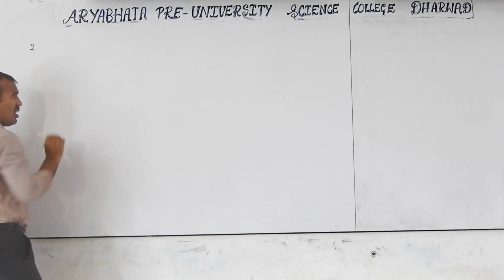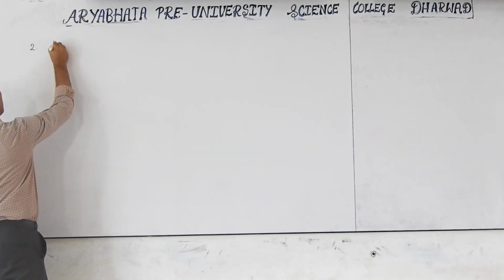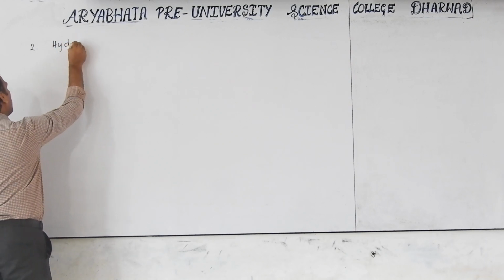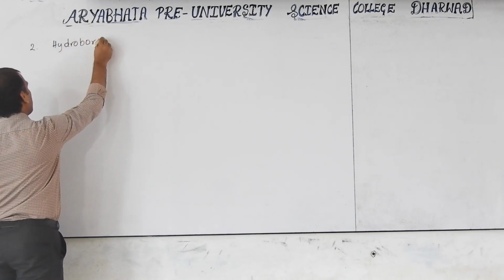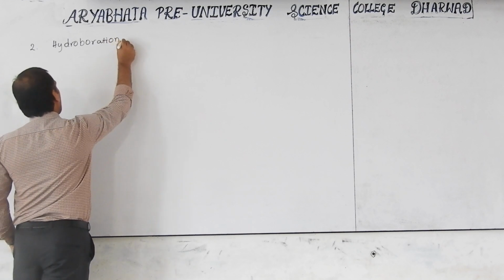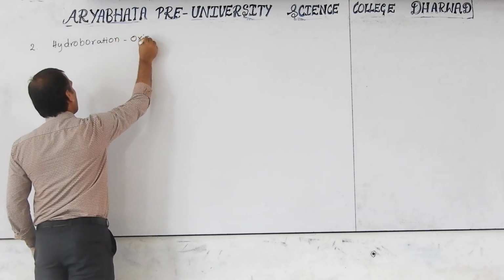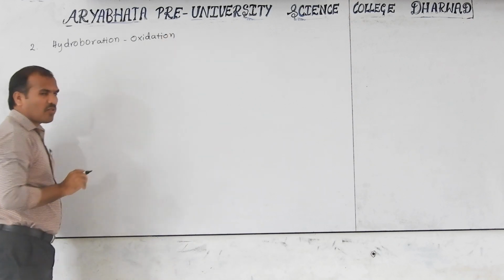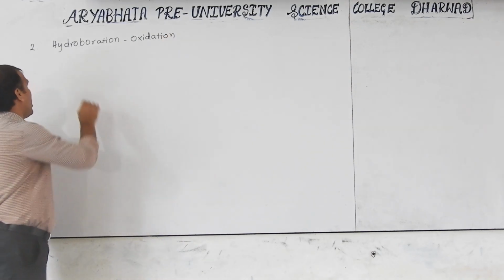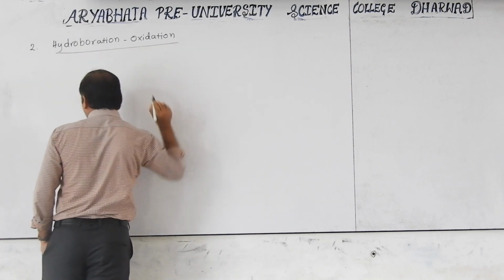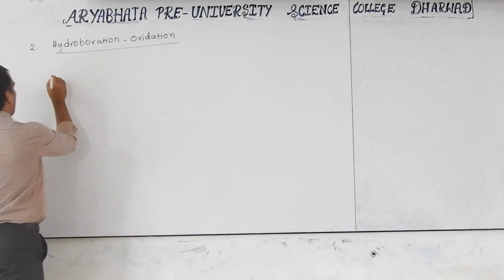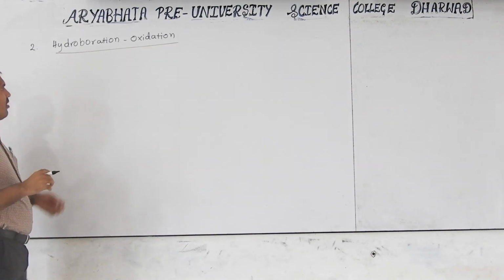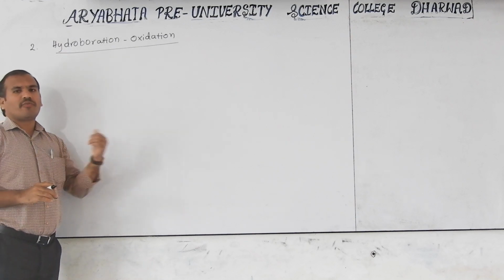That is also from alkene only. It is called hydroboration oxidation. This is very important for the cosmetic agent. Hydroboration oxidation. This is also from alkene. So our first heading is preparation of alcohol from alkene.